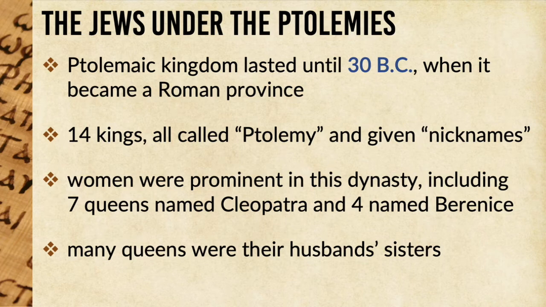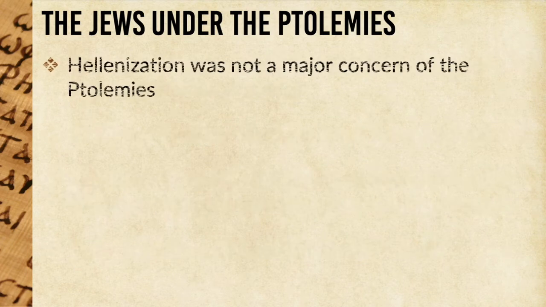All right, so let's talk a little bit more about the Ptolemies and how the Jews fared under them. Hellenization was not a major concern of this dynasty. We talked last week about Hellenization and what that was. Hellenization was the idea that everything Greek was superior to everything else. You may remember we had a quote last week where Aristotle told Alexander, when you deal with fellow Greeks, treat them like brothers.